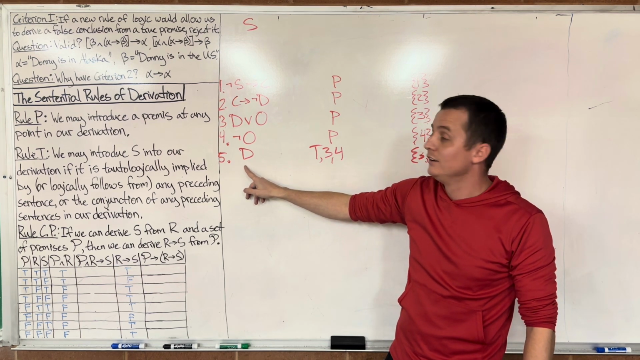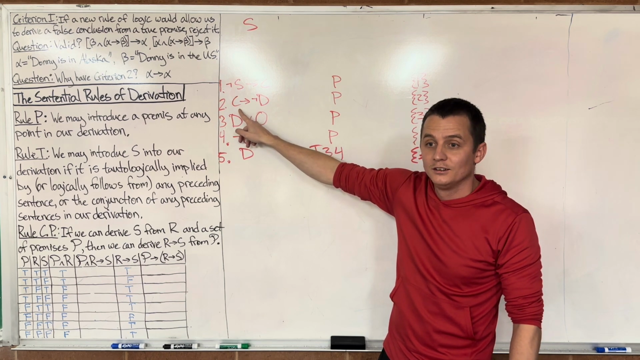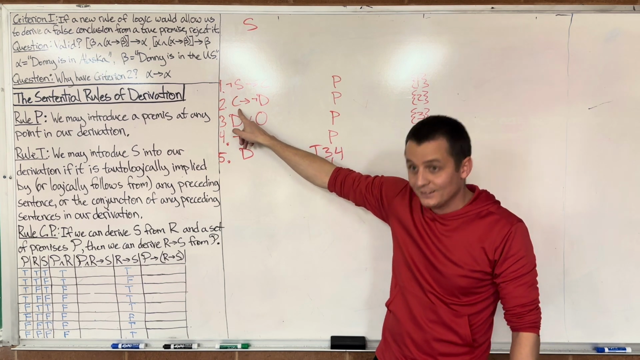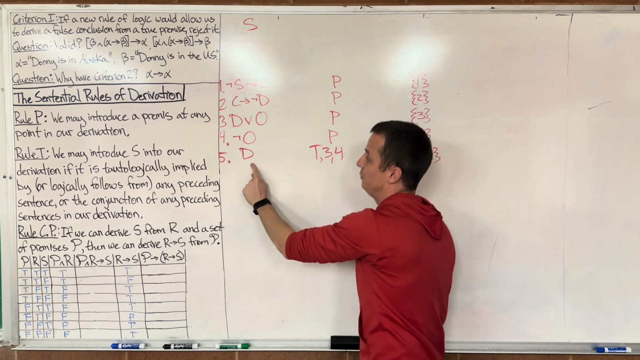C has to be false, because that has to be true. Perfect. If C is true, D has to be false. But D is true.